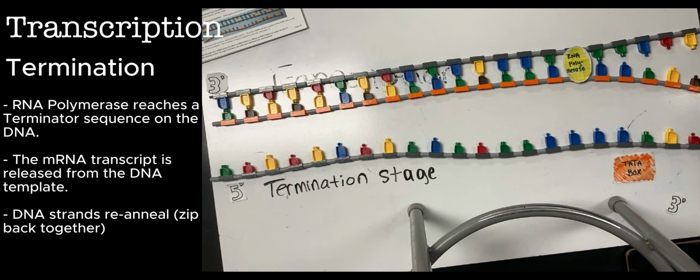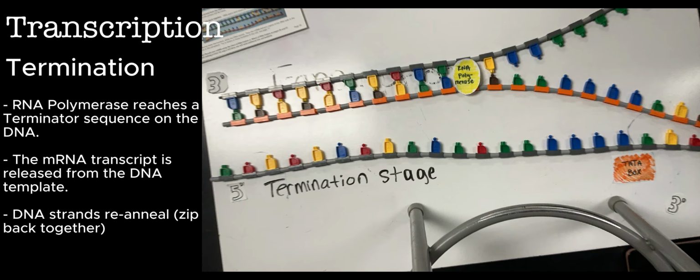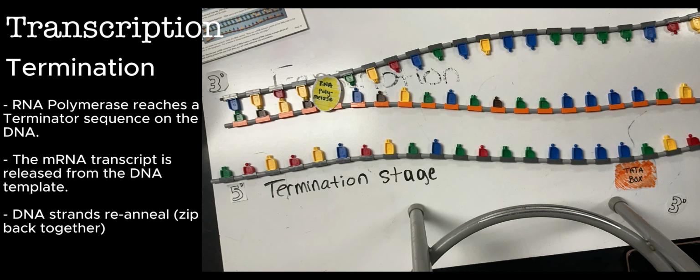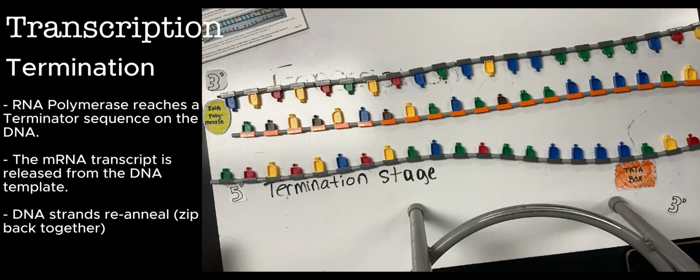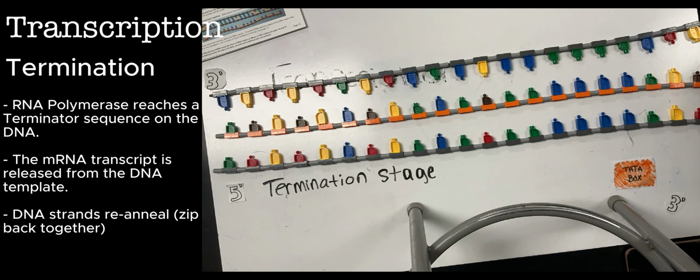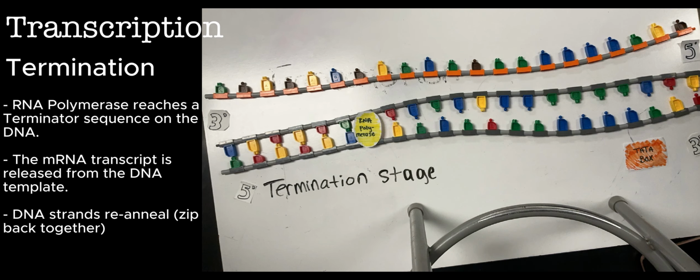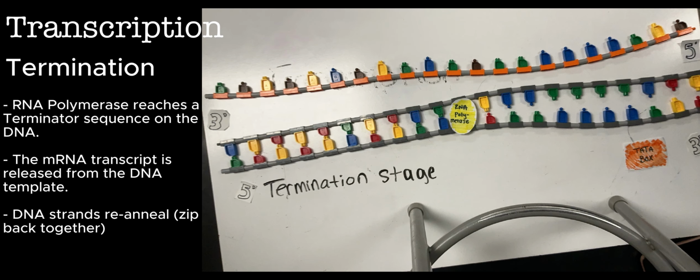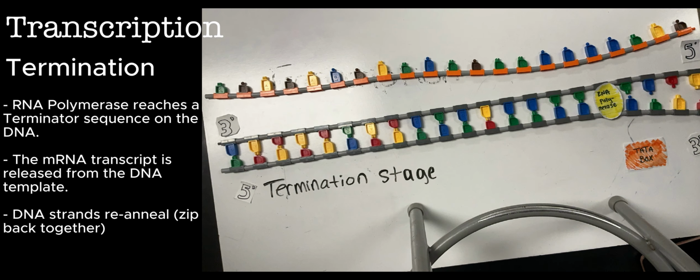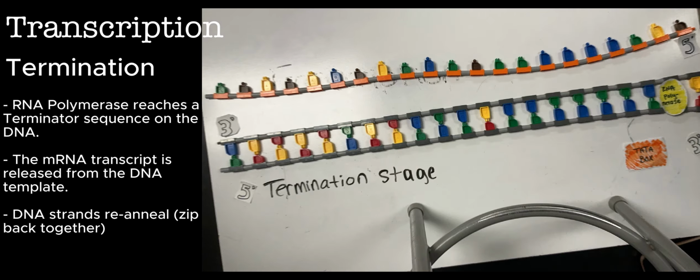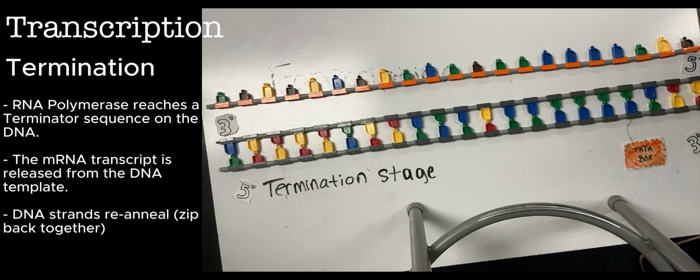The process continues until the RNA polymerase reaches a terminator sequence. At this point, the enzyme detaches and the newly formed pre-mRNA is released. As the polymerase leaves, the hydrogen bonds between the template and coding strands of the DNA reform, zipping the gene back together into its original double helix shape.